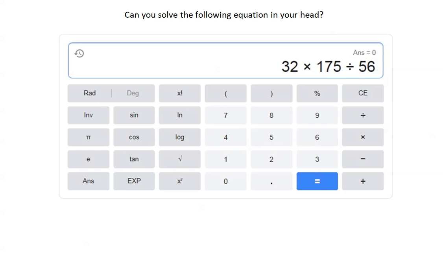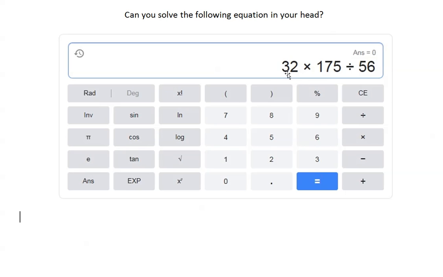Alright, in this video I'm going to show you some tricks that will help you perform very fast calculations. So can you solve the following equation in your head? The equation is 32 times 175 divided by 56. Now I have a feeling many people would be quite daunted if they were confronted with this problem, but it's actually pretty easy to solve if you use some factorization tricks.